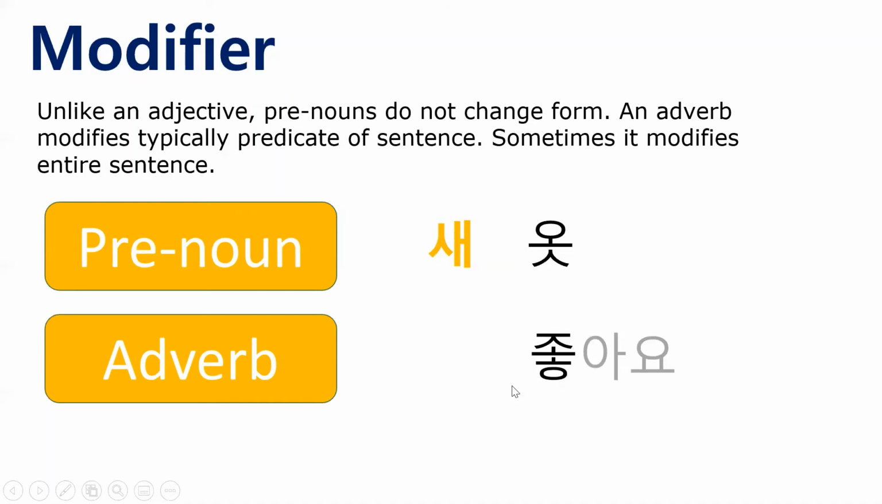Next, adverb modifies the following predicate, so either a verb or an adjective. Here, 좋아요, and I can place the adverb 아주, which means very or really, so really good. 좋아요 is to be good. So we can say it this way. It is placed before the predicate and modifies it. And sometimes some adverbs can modify the entire sentence too.